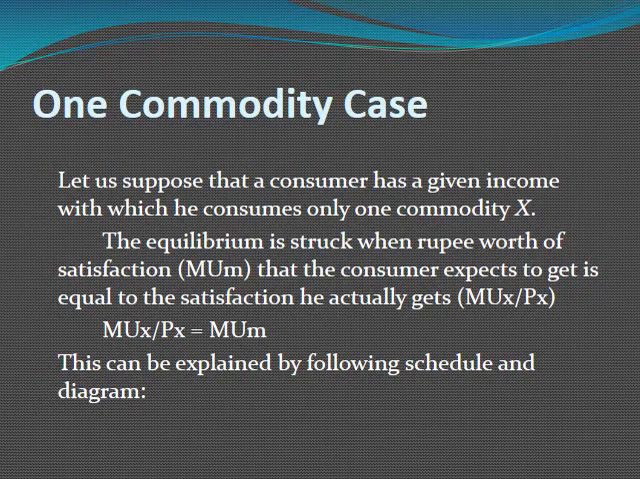I already told you what the marginal utility of money is. Equilibrium is struck when the marginal utility of money is equal to the satisfaction he actually derives from the additional unit of a commodity. So mathematically it is written as marginal utility of X divided by price of X, equal to marginal utility of money. This equilibrium can be better explained with the help of a schedule and diagram. You will better understand this concept with the help of the diagram.